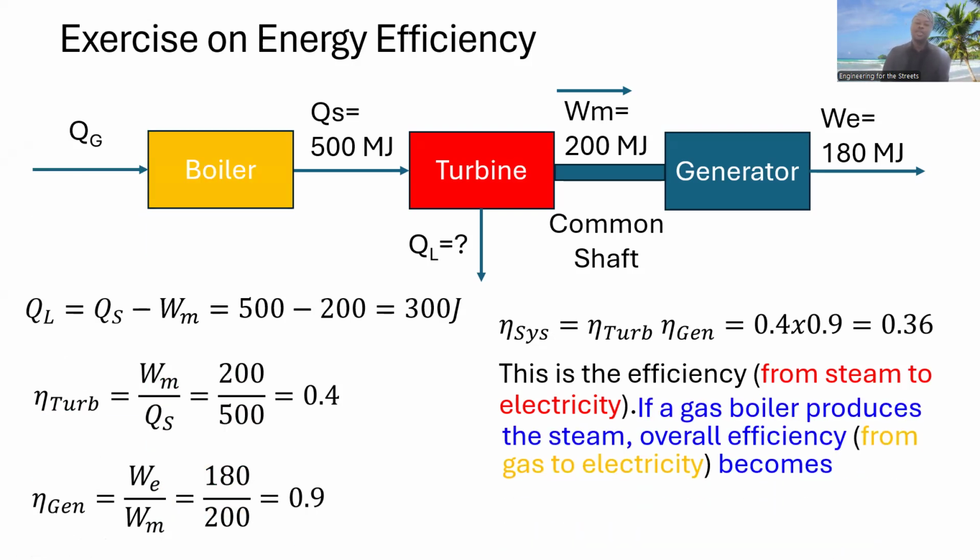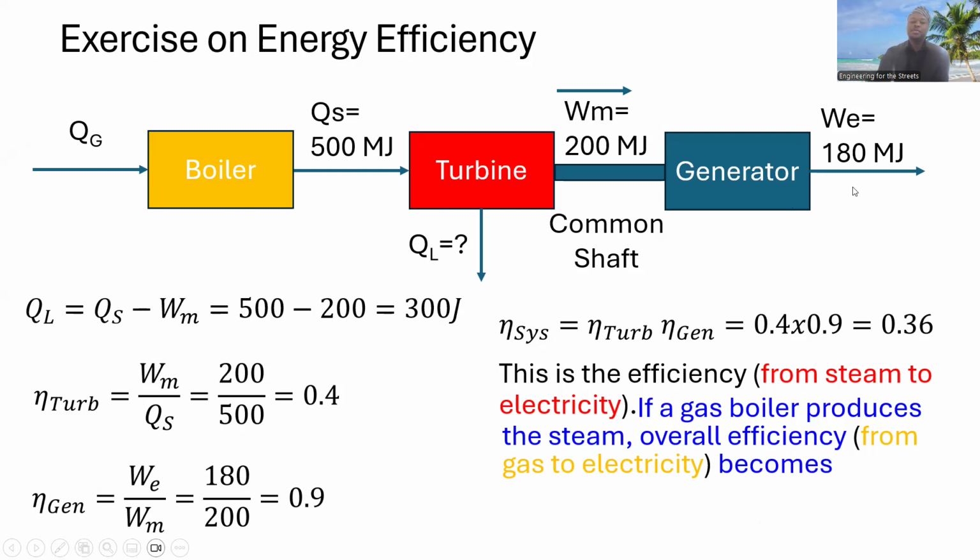Now, the next question says, if a gas boiler produces the steam, calculate the overall efficiency. So when a gas boiler produces steam, that means the boiler gives you the steam energy from gas energy. And so we want to calculate the overall efficiency from the gas input down to the electricity generation. And we will say that the system efficiency is a product of the efficiency of each component connected in series.